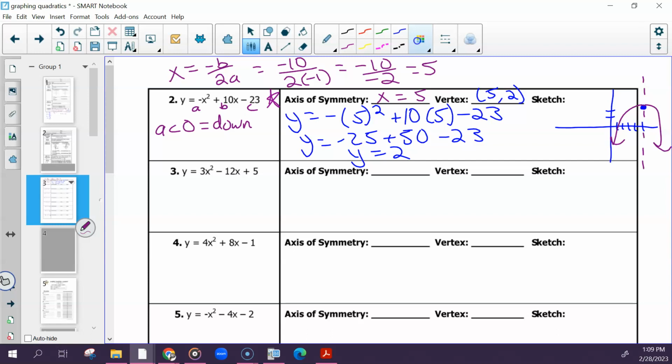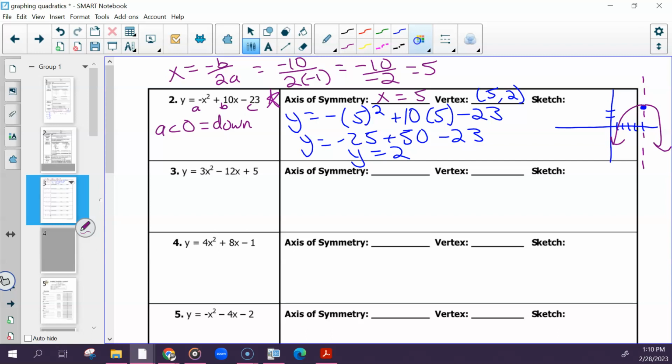Questions so far? And I'm going to show you how you could do this process in the calculator. After I show you this, you'll have a choice of whether you want to do it algebraically or in the calculator. Algebra 2, you'll just be doing it algebraically, not on the calculator. But I'm giving you a choice.